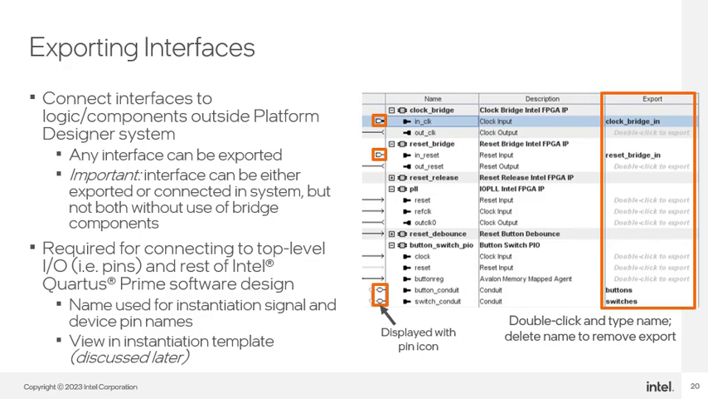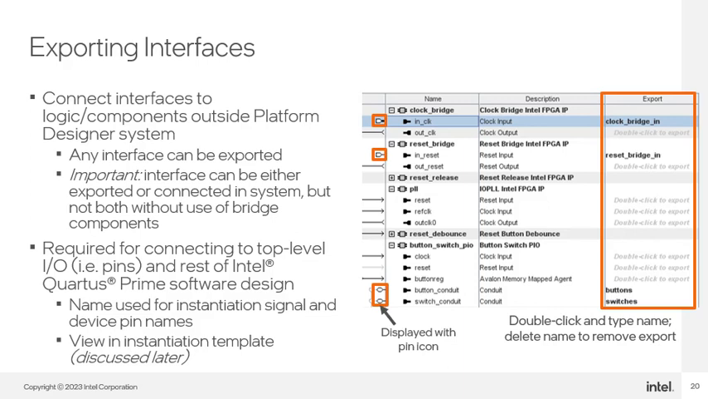A default name will appear in the form of component interface name _ interface name. You can customize the name if you want. The name you specify will be used for instantiating the system design or for making assignments to I/O pins in the pin planner or assignment editor.